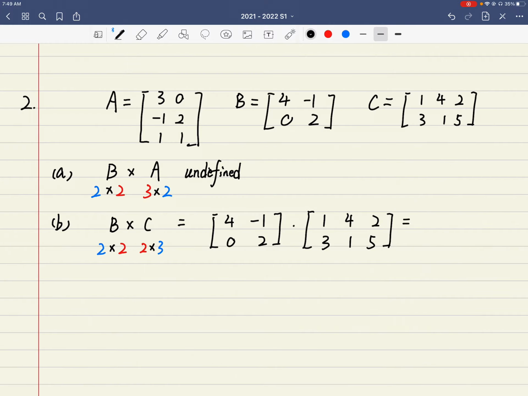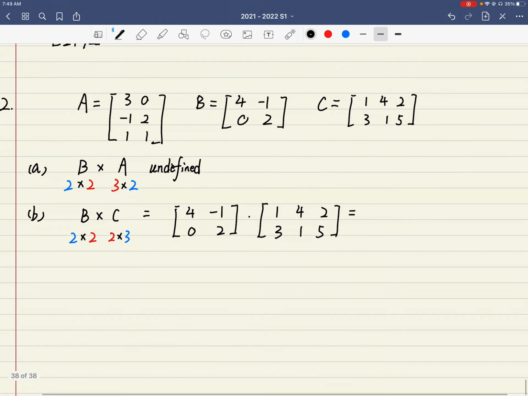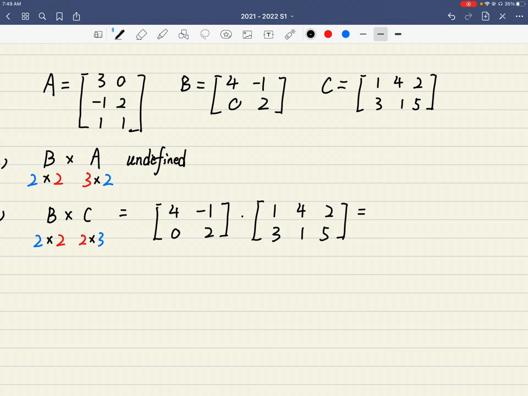We know we can do it now, but what's the result? The result is a matrix. Then what is the dimension of this matrix? It's going to be the number of rows from the first matrix and the number of columns from the second matrix. The number of rows of the first matrix is 2, so the result is going to have 2 rows, and the second matrix has 3 columns, so the result should have 3 columns. So we are expecting a 2 by 3 matrix.